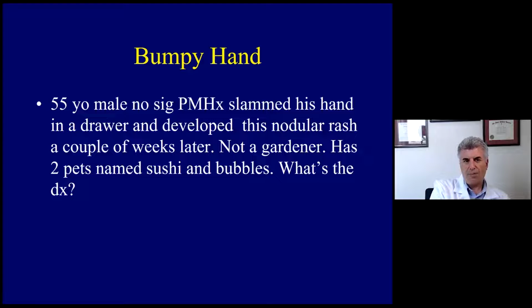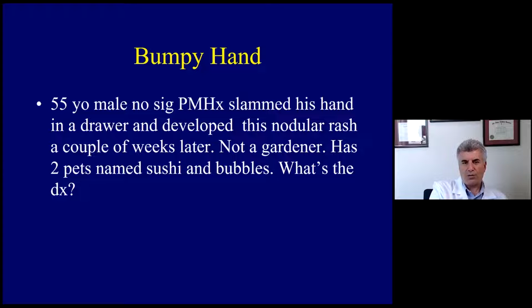Next case, a bumpy hand. This is a 55-year-old male with no significant past medical history who slammed his hand in a drawer and developed this nodular rash a couple of weeks later. He's not a gardener. He has 2 pets named Sushi and Bubbles.